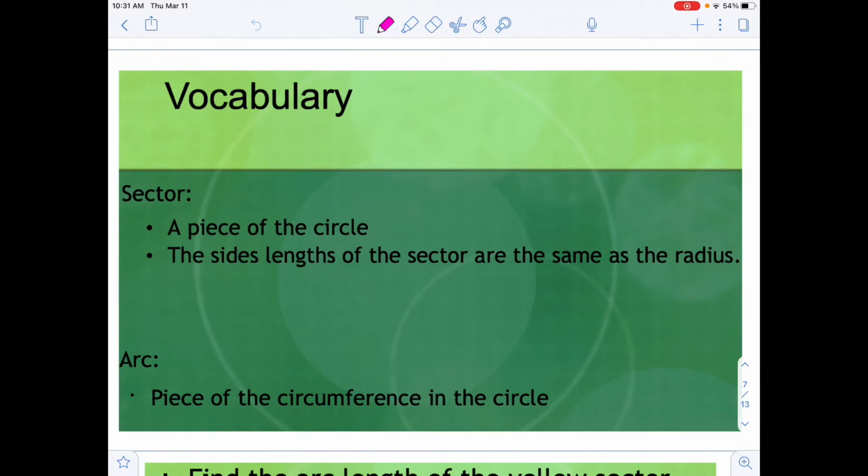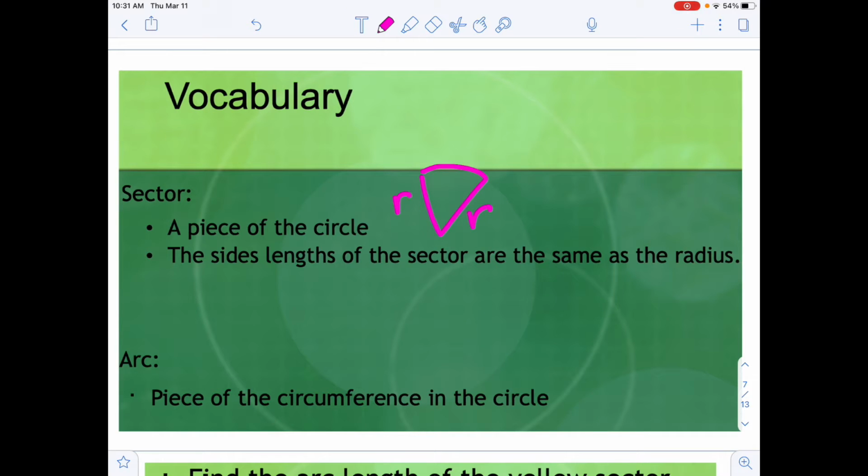11.8 day 2 is going to be still working with area of circles, but we're going to be talking about sectors and arcs. So sectors are a piece of a circle. So think about like you have a circular pizza, a piece of that would be a sector. The side lengths of the sector are the same as the radius. So if I have my piece of pizza here, those side lengths are going to be the radius.